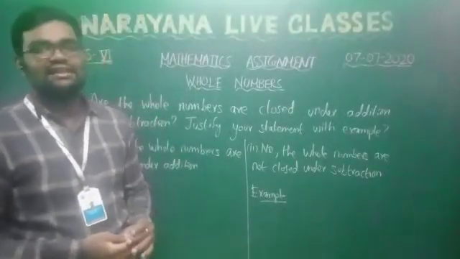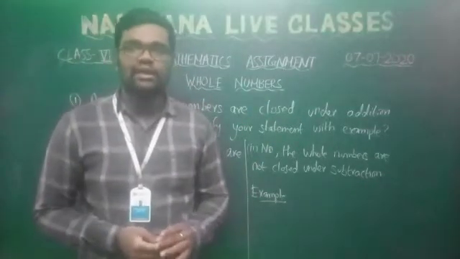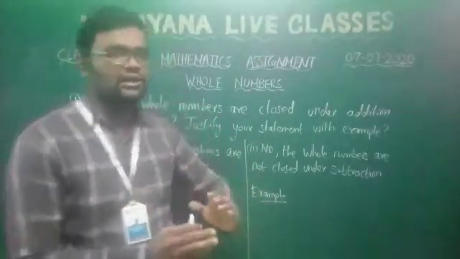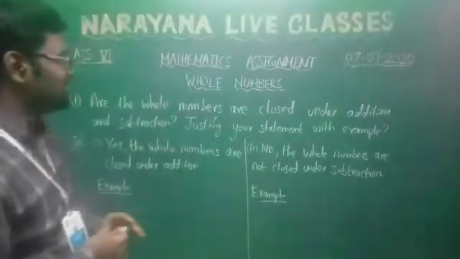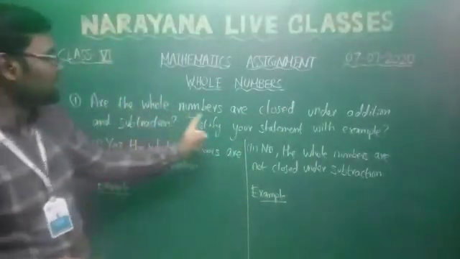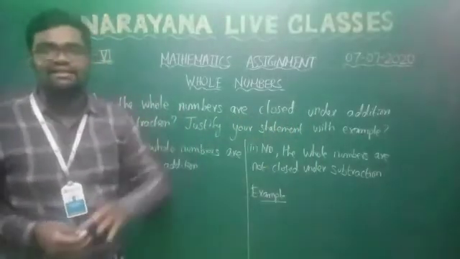We are going to discuss the solution for the class 6 mathematics 7th July assignment. We are discussing the chapter whole numbers. I hope your teacher has already discussed the properties of whole numbers. Now we are going to see the assignment based on that. How are the whole numbers closed under addition and subtraction? Justify your statement with an example.